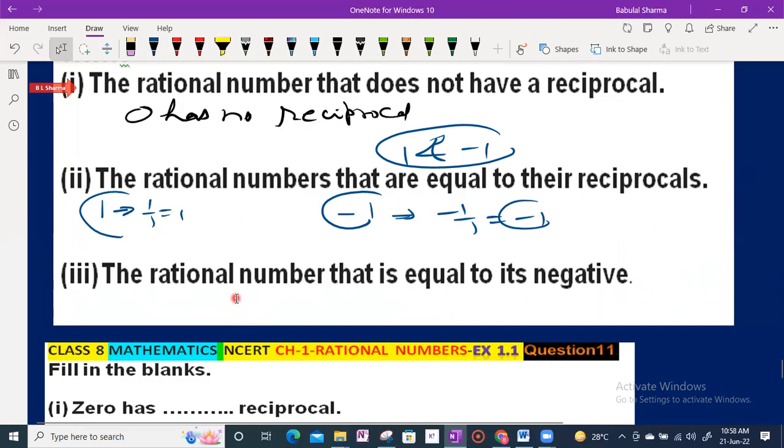And the third, the rational number that is equal to its negative. So we know that positive 0 is equal to negative 0 is equal to 0. 0 is neither positive nor negative. तो 0 एक ऐसा नंबर है जिसका पॉजिटिव नेगेटिव और ये सारे नंबर्स इक्वल होते हैं. So what is the answer here? 0 is the answer. 0 is a rational number which is equal to its negative, which is equal to its positive.